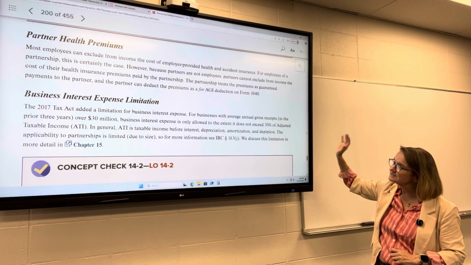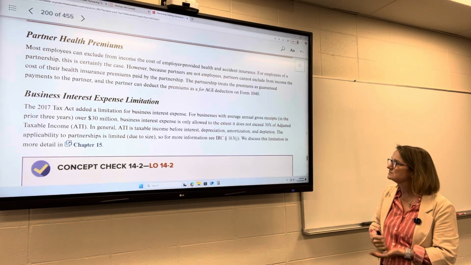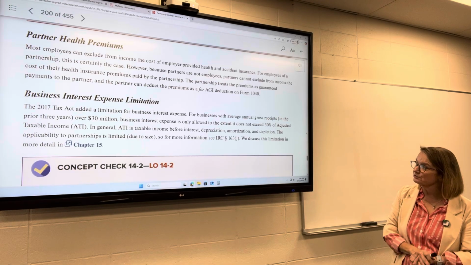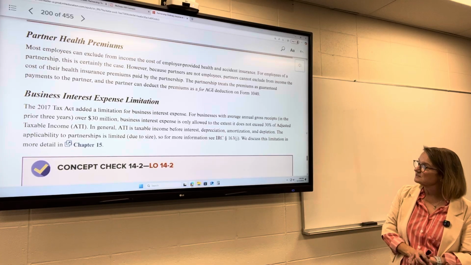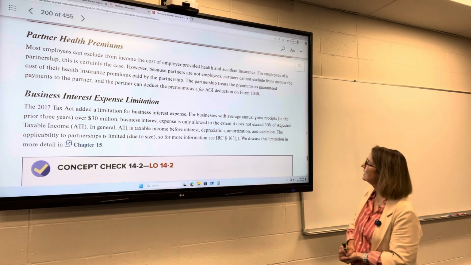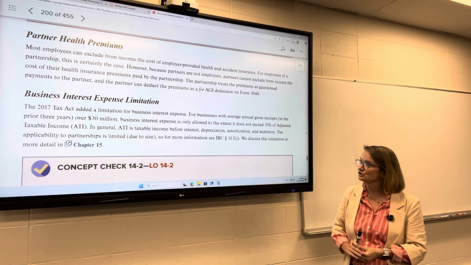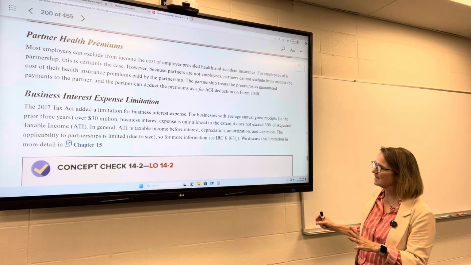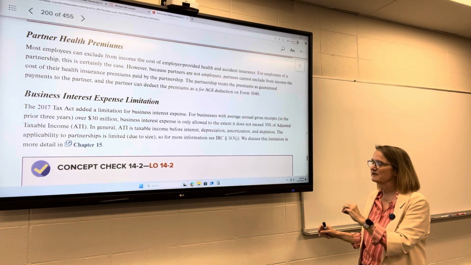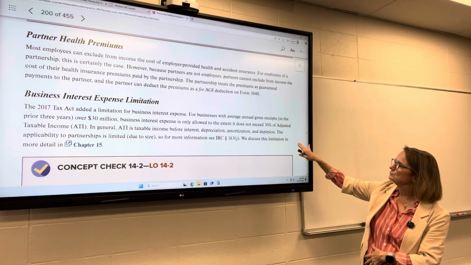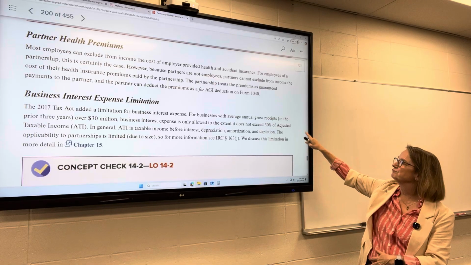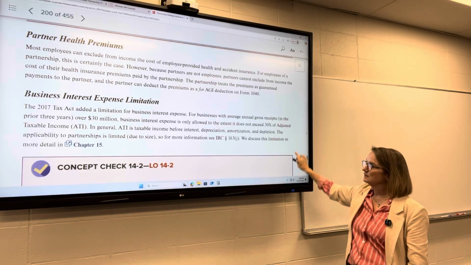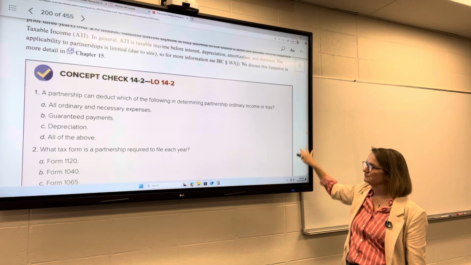So, business interest expense limitations. For businesses with average annual gross receipts over the past 3 years over $30 million, business interest expense is only allowed to the extent it does not exceed 30% of adjusted taxable income. Partnerships don't have adjusted gross income, but they have this adjusted taxable income. The interest expense is limited to 30%, but only for those that have annual gross receipts over $30 million. And yeah, they talk about this more in chapter 15.